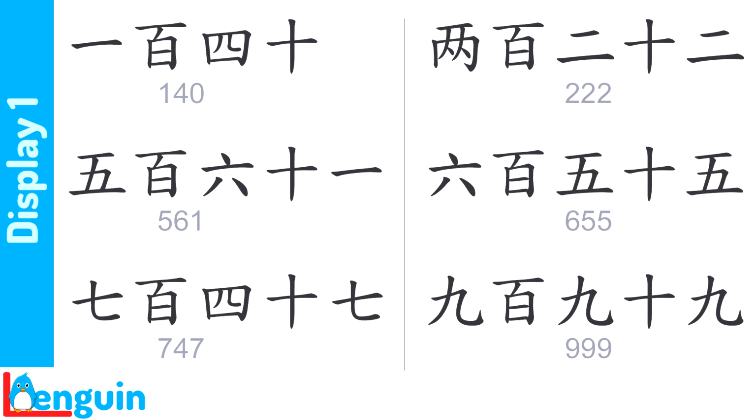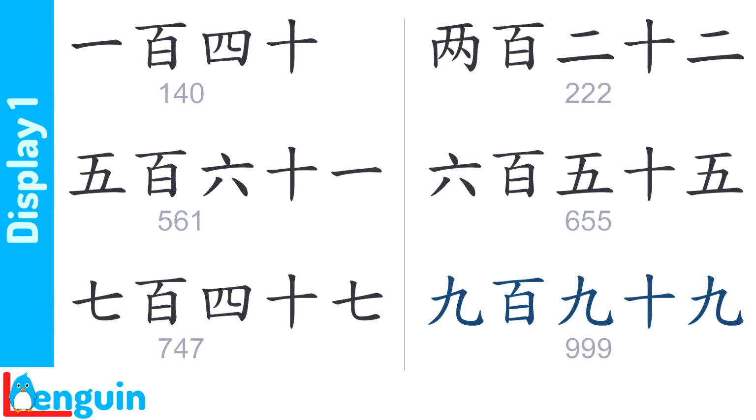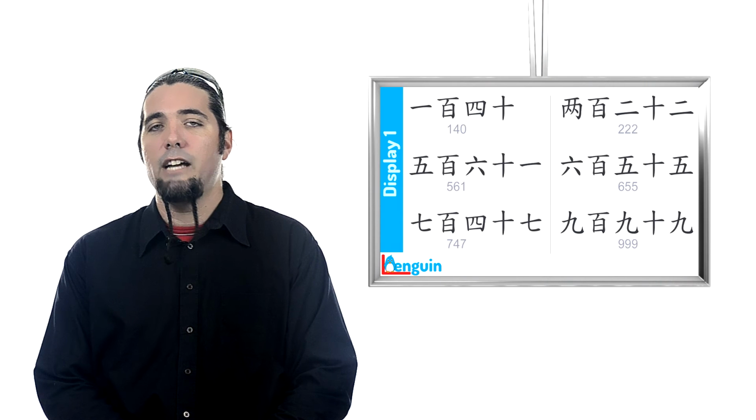140, 222, 561, 655, 747, 999. As you can see, these numbers regularly follow the rules. Try repeating them. First, 140.